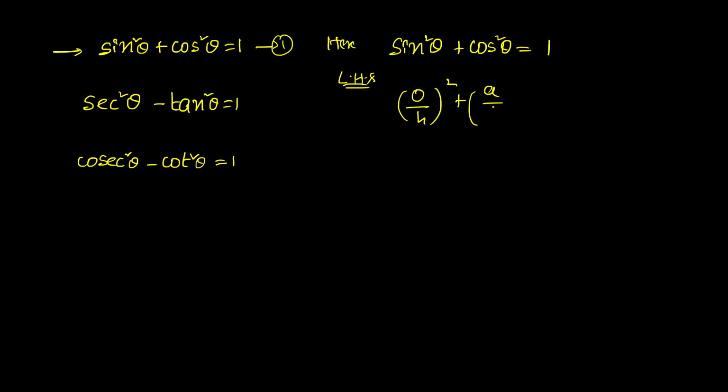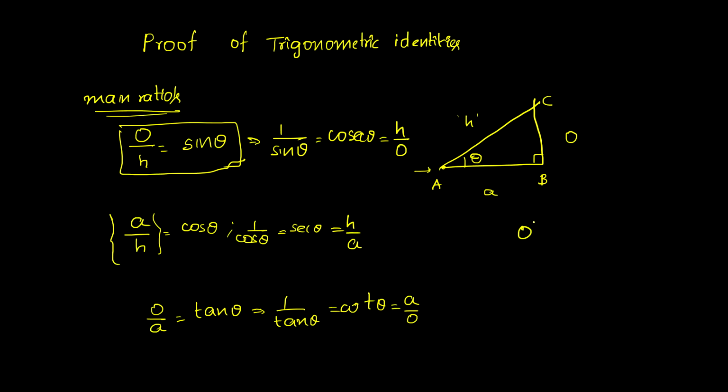So (A by H) whole square, and we have to prove it as 1. I can write it as O square by H square, and this as A square by H square. Since the denominators are same, I can write it as (O square plus A square) by H square. And we know from Pythagoras theorem, opposite square plus adjacent square is equal to hypotenuse square. So I can replace O square plus A square with H square.